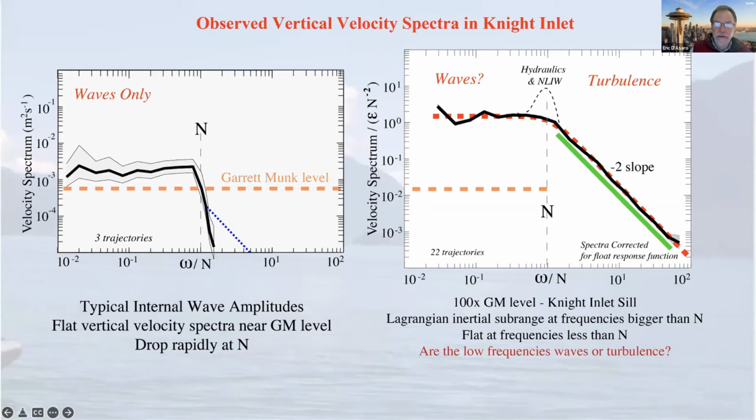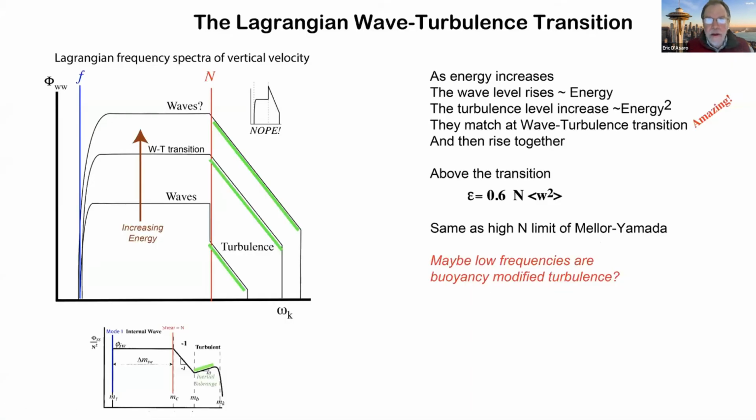What's their dynamics? So there is a wave turbulence transition in Lagrangian space also. It looks like this. So this is now frequency, and this is vertical velocity spectrum. The internal waves live between F and N. There's a low frequency N and a high frequency N, just like there was in wave number, a low wave number and a high wave number N. The spectrum's roughly white and then falls off near F because of the rotation of the Earth. So that doesn't apply very much in Knight Inlet.